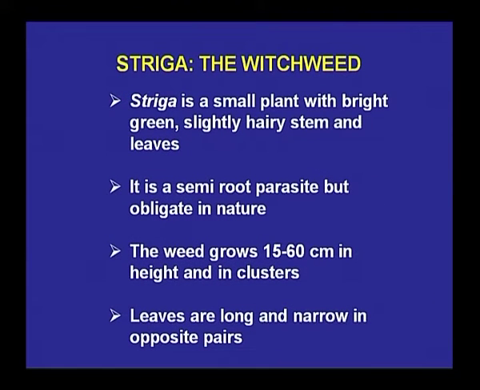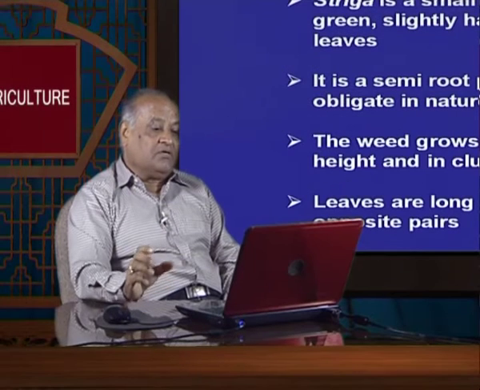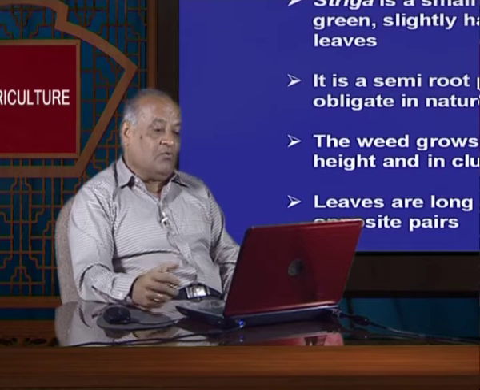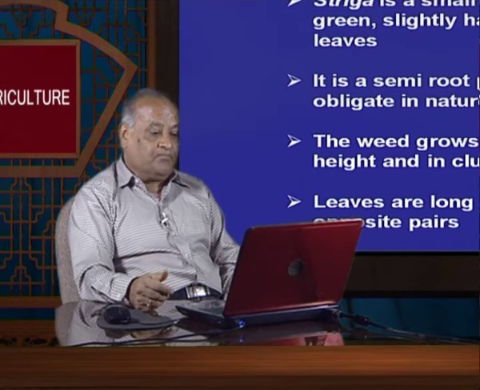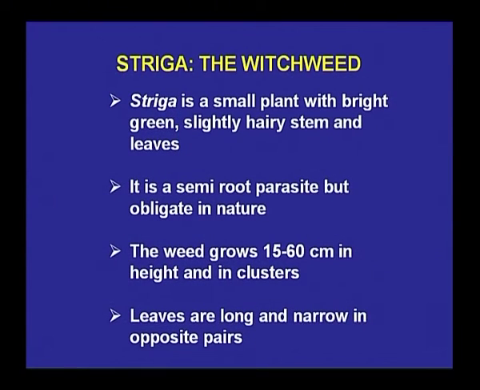Striga is a small plant with bright green, slightly hairy stem and leaves. It is a semi-root parasite, but obligate in nature, because it needs the living host for its reproduction. The weed grows 15 to 60 centimeters in height and remains in clusters. Leaves are long and narrow in opposite pairs.